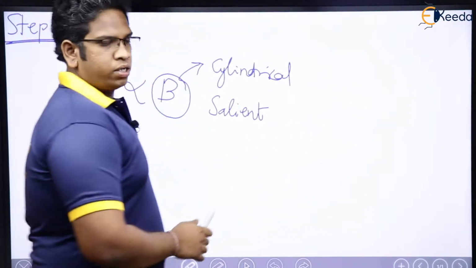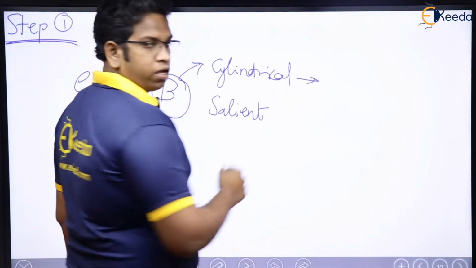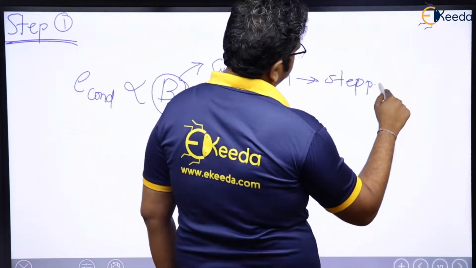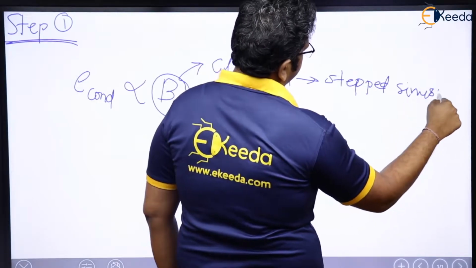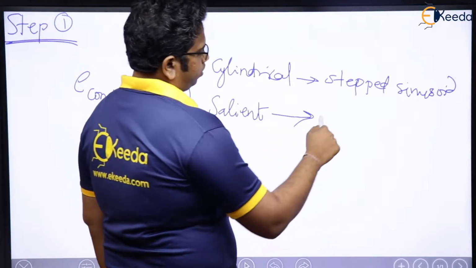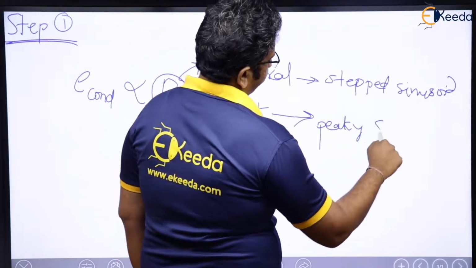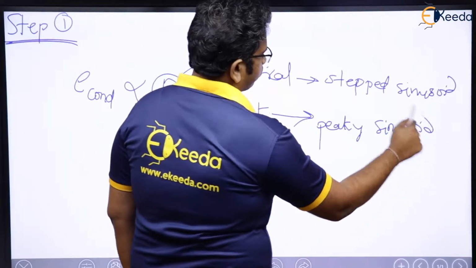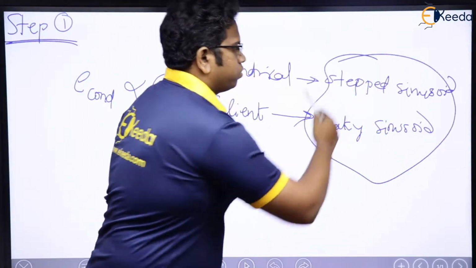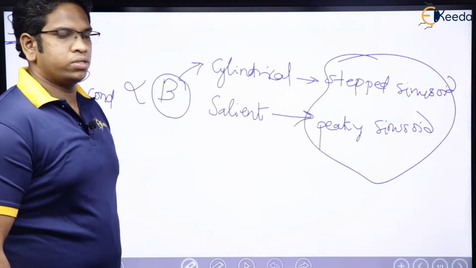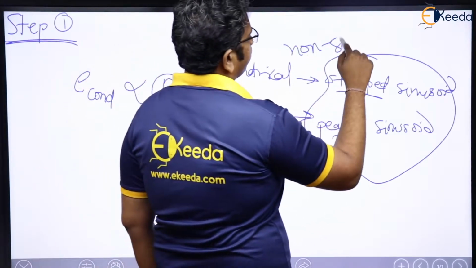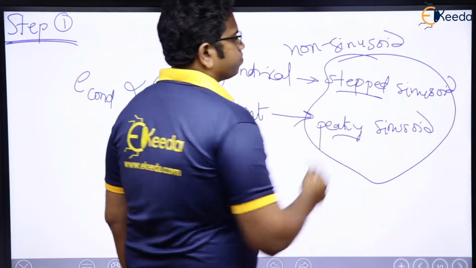But what happened was, in case of cylindrical rotor, we got a stepped sinusoid. Already we discussed that. And in case of salient rotor, we got a peaky sinusoid. So what I am asking you is, are both of these sinusoid? No. They are going to be stepped sinusoid and peaky sinusoid, which means they are basically non-sinusoid only. Getting my point, right?